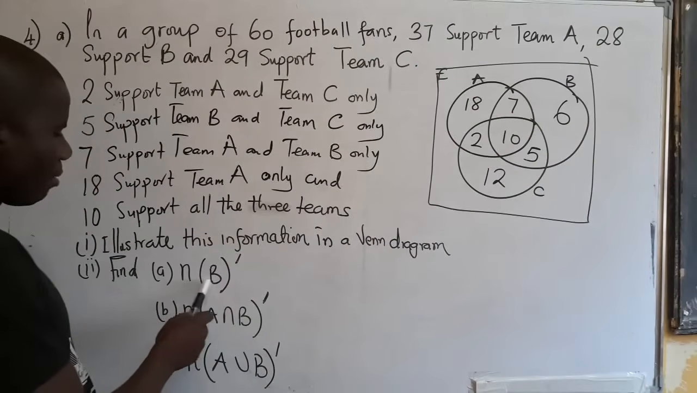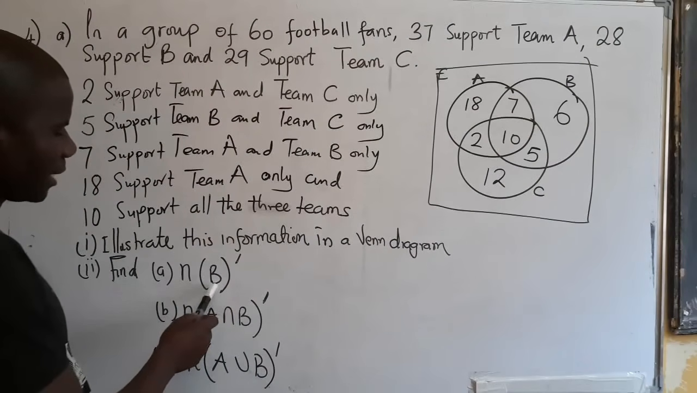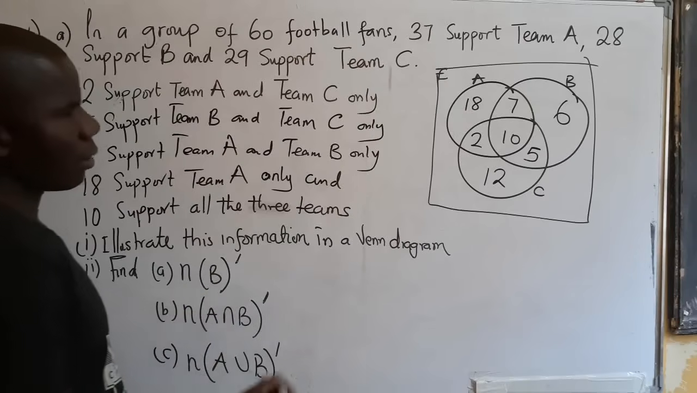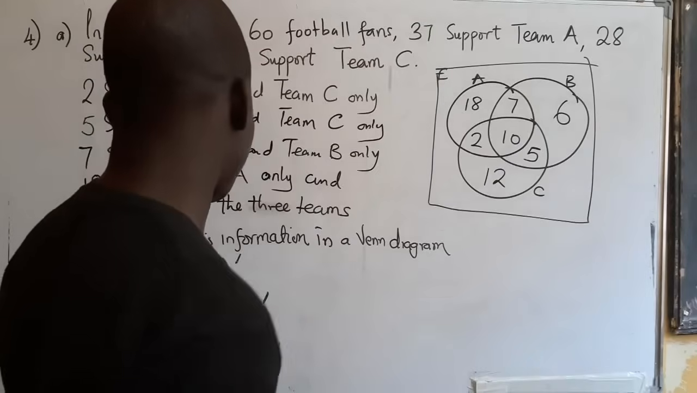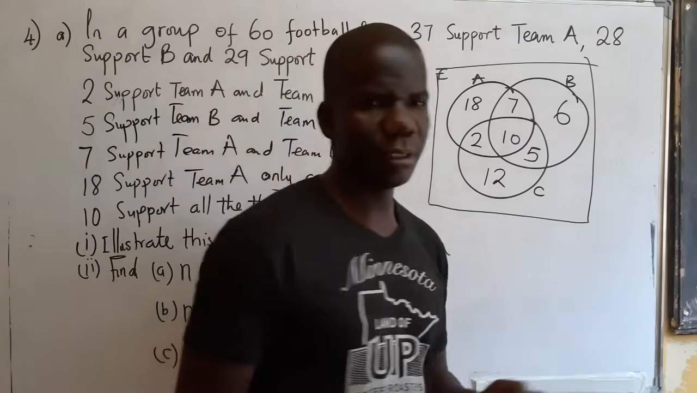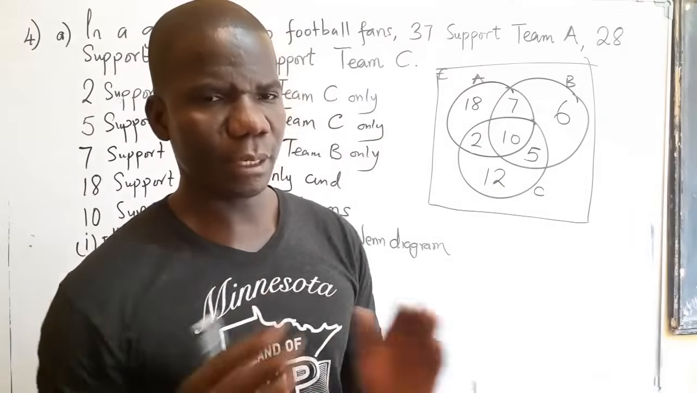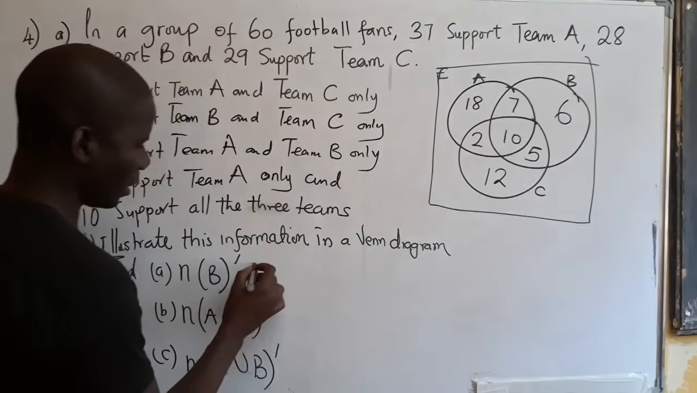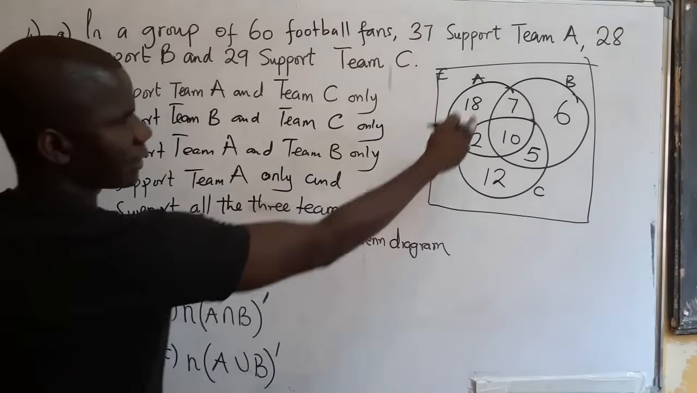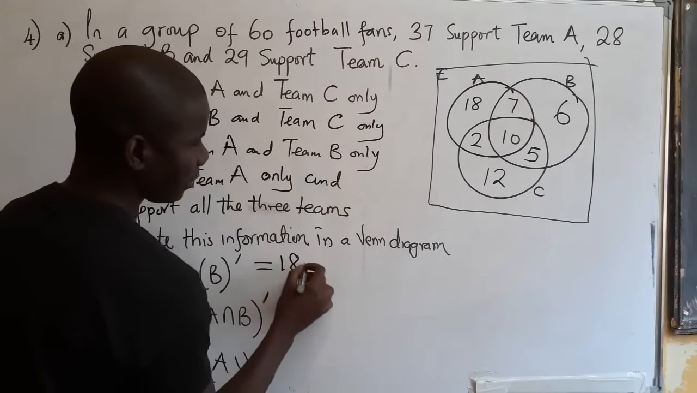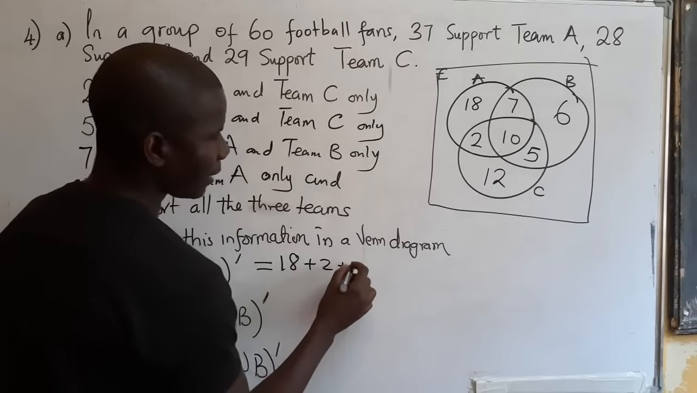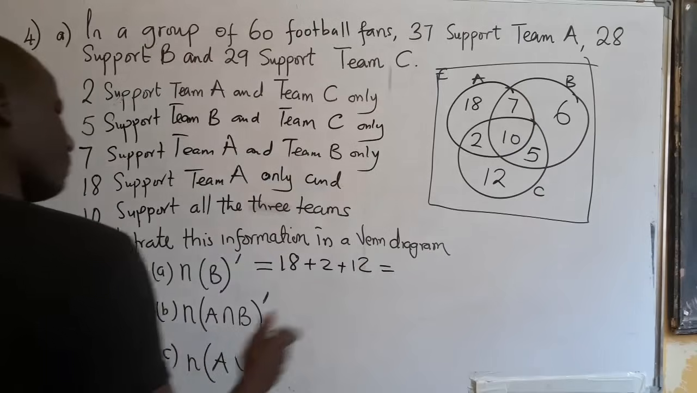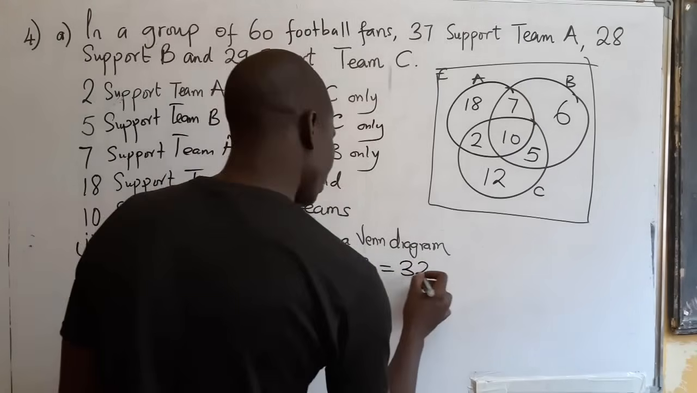Then the number of fans that are not in team B. B complement, it means what is outside B. What is outside B? So we are looking at this one. What is outside B is 18 plus 2 plus 12. What do we get? Let's add there. This is going to give us 32.